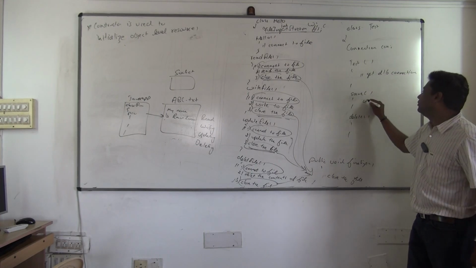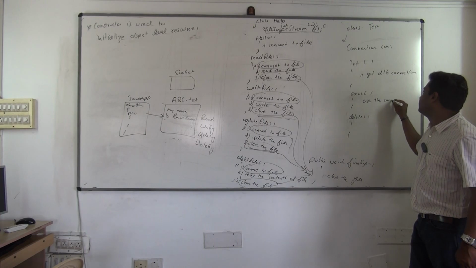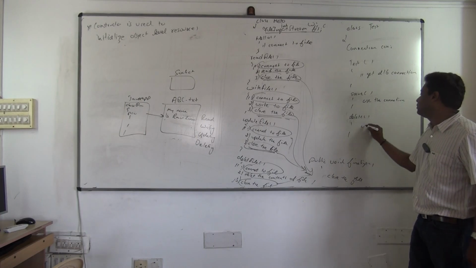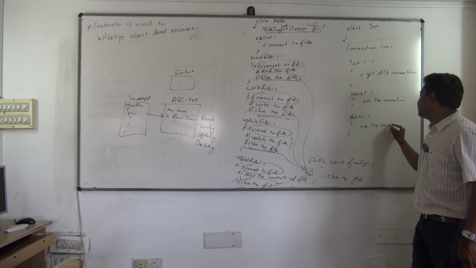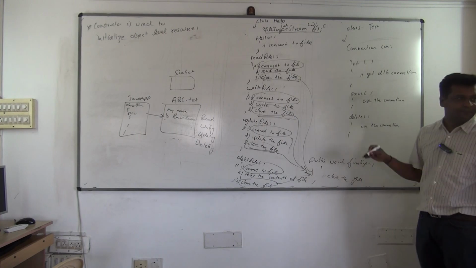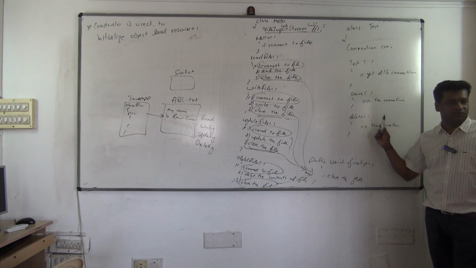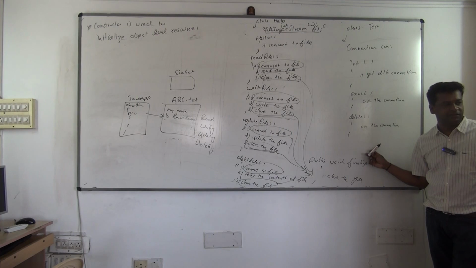So in the methods what will you do? Use the connection. Here also what will you do? Use the connection. So methods will only use it. So these are called object level resources. A resource which is required in two or more methods is called an object level resource.